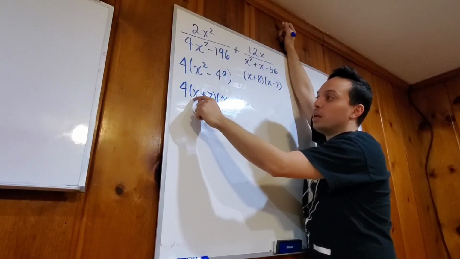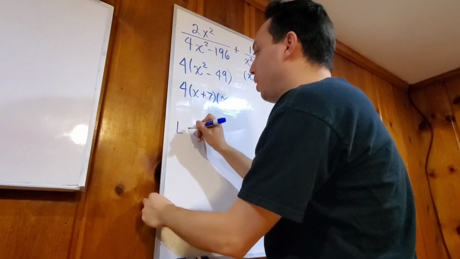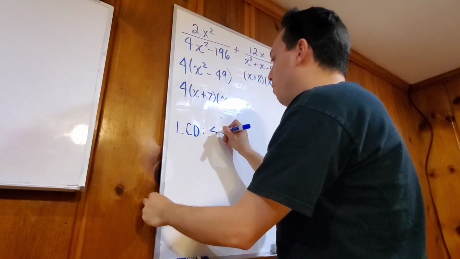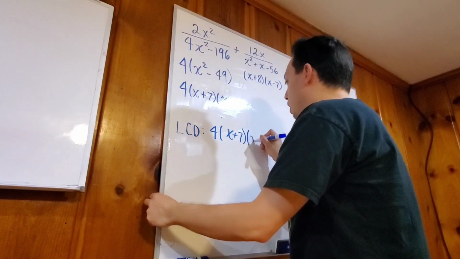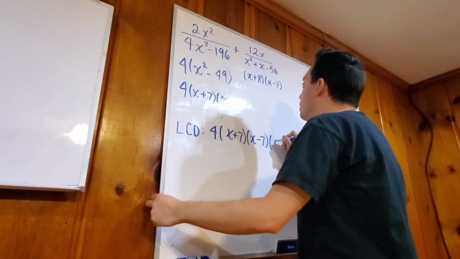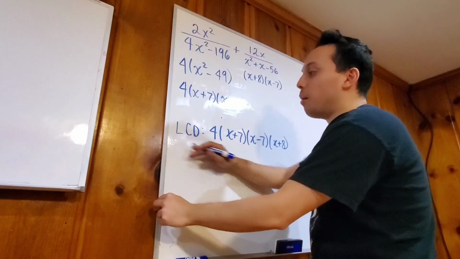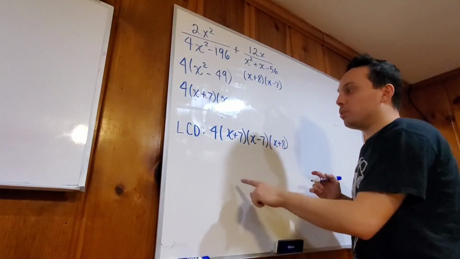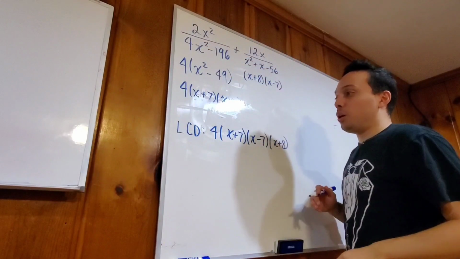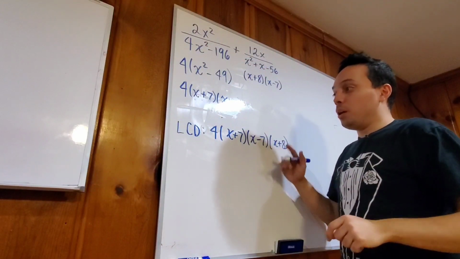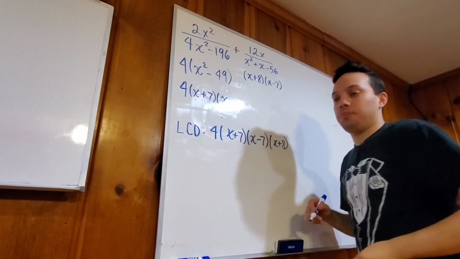So I have 4, x plus 7, x minus 7. My least common denominator for this one is going to be 4, x plus 7, x minus 7, x plus 8. This is my least common denominator. This is going to be a little bit harder, because if we actually had to add this, it would be a whole other issue. But praise the Lord, we only have to do this part right here for this example.